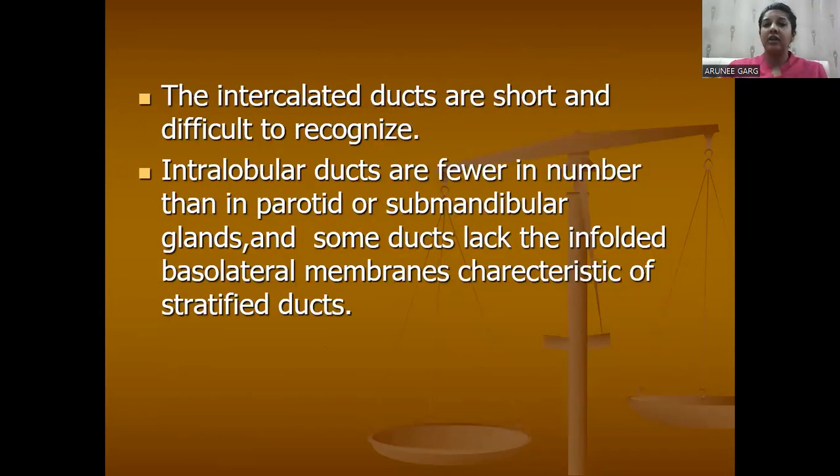The intercalated ducts are short and difficult to recognize. The intralobular ducts are fewer in number than in the parotid or submandibular gland, and some ducts lack the infolded basolateral membranes characteristic of the striated ducts.